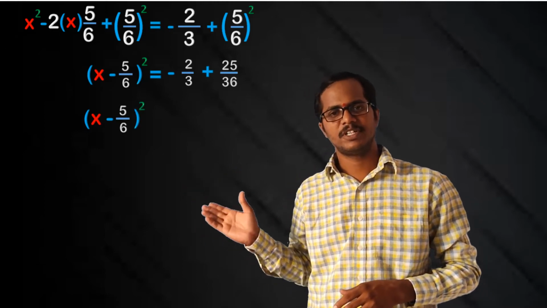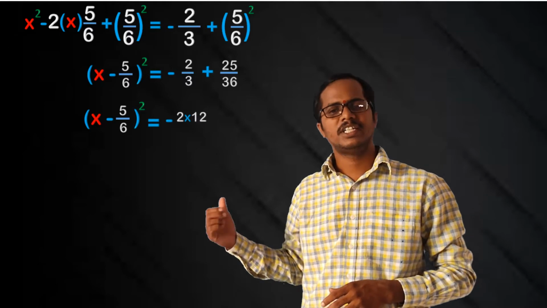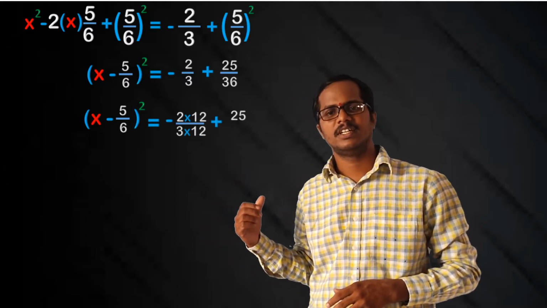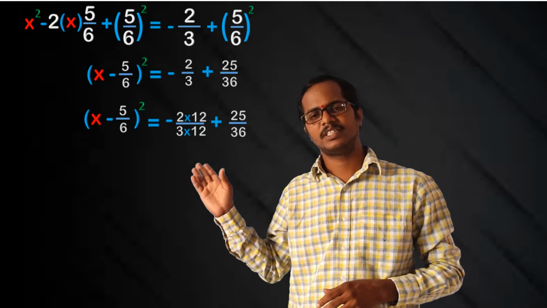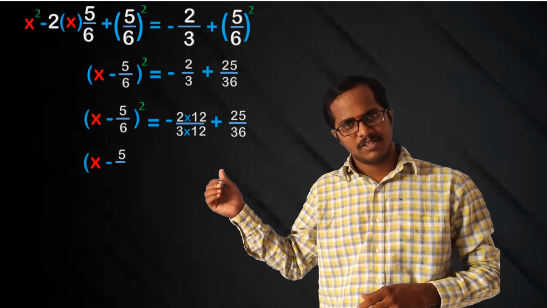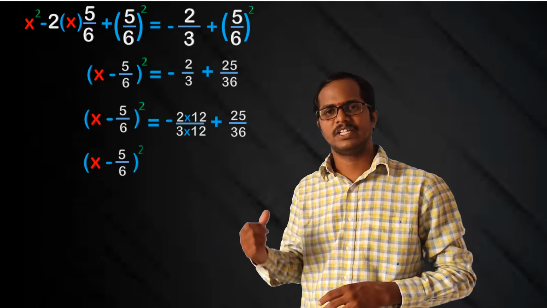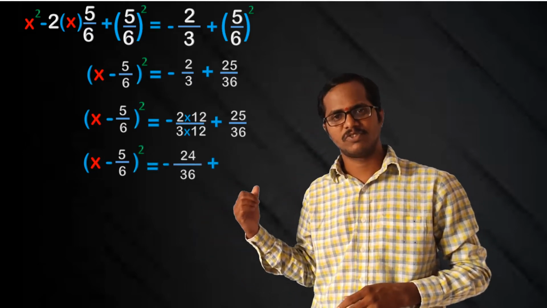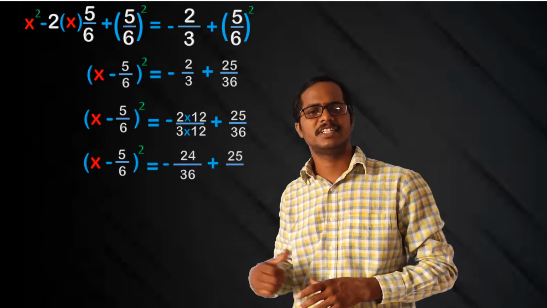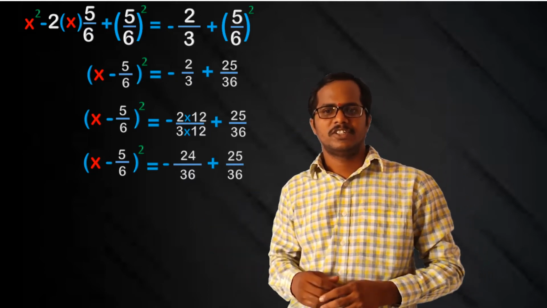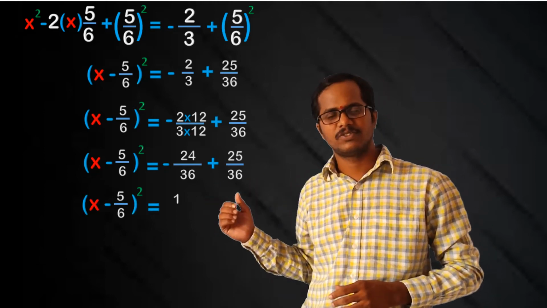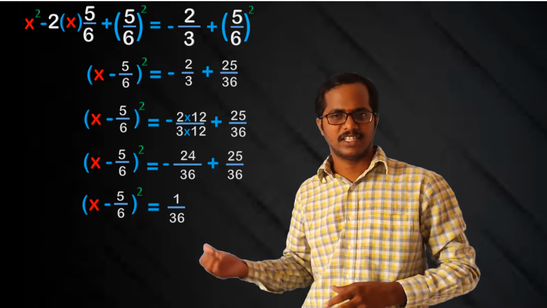So by multiplying the numerator and the denominator by 12, we get minus 2 into 12 by 3 into 12 plus 25 by 36. After multiplying these, minus 2 into 12 equals minus 24, and 3 into 12 equals 36. So we get minus 24 by 36 plus 25 by 36. Here we have the numerators minus 24 and plus 25. By adding them we get 1. So we get 1 by 36 as their result.